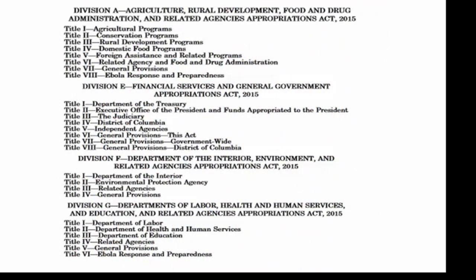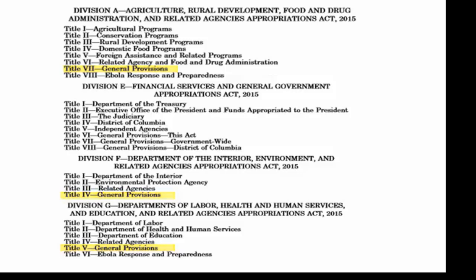Then remember to check all possible general provisions. First, the general provisions that appear at the end of each title within an appropriation act. General provisions affecting HHS appropriations appear in Title 6 of the Agriculture Act, Title 3 of the Interior Act, and Title 2 of the Labor, HHS, Education, and Related Agencies Act. Second, there are general provisions that appear at the end of each Appropriations Act, which apply to all the appropriations within the Act. General provisions affecting HHS appropriations appear in Title 7 of the Agriculture Act, Title 4 of the Interior Act and Title 5 of the Labor, HHS, and Education Act.